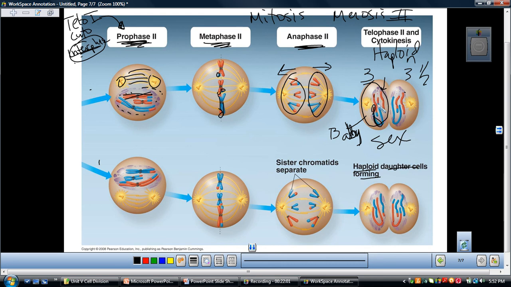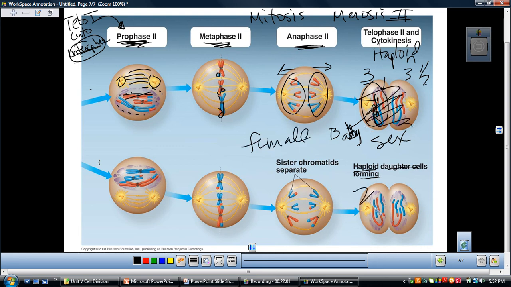A lot of red on this chromosome, a little bit of blue, means it has a lot of the mom and a little from the dad. This one has a little red, a lot of blue, this one has a lot of red. So you might have traits that are a lot of traits from your mother or a lot of traits from your father, because it depends on the crossing over as to how many genes are passed on to these sex cells.